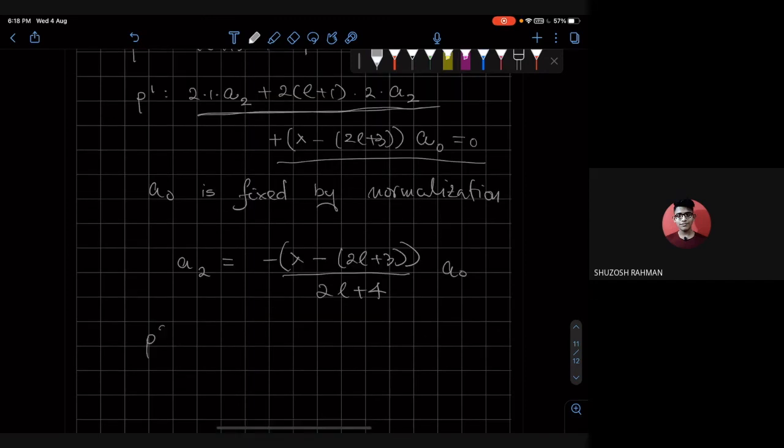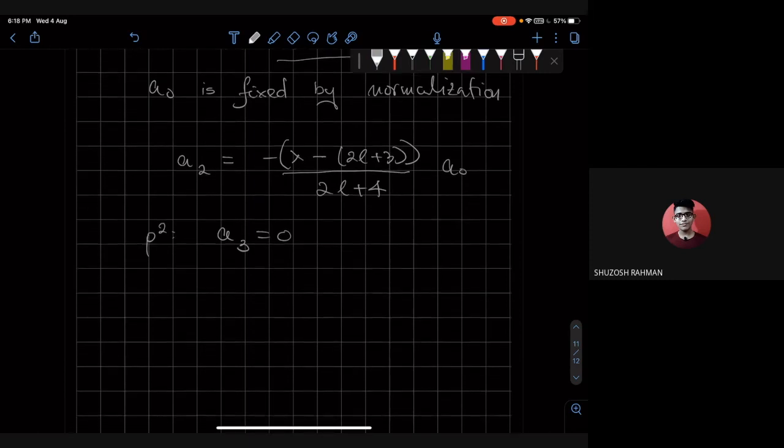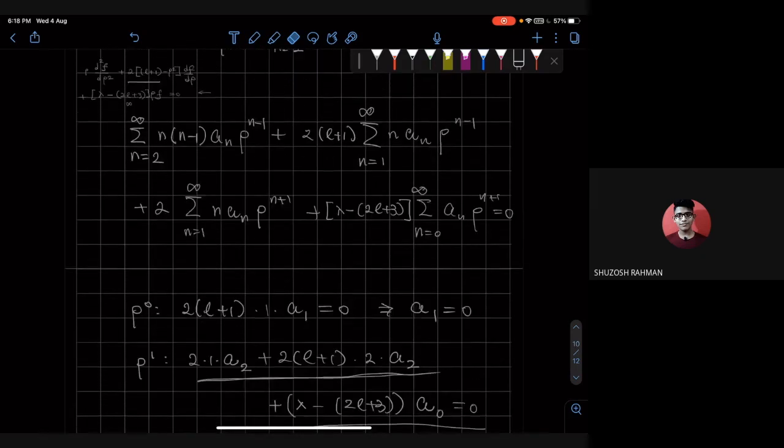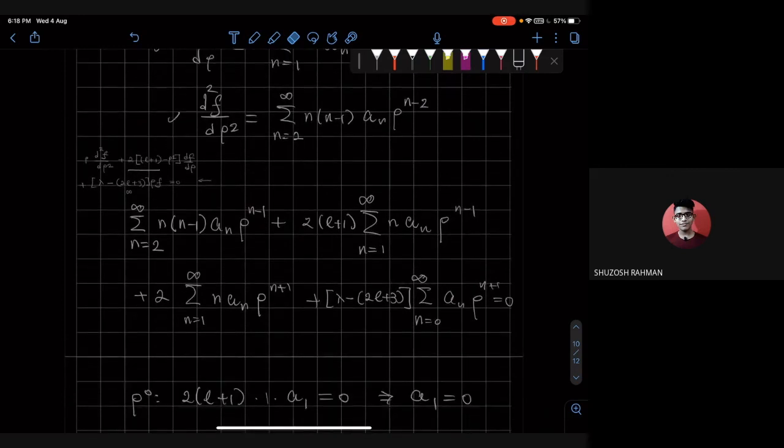So next we do rho 2. And rho 2 you can show very easily gives you A3 is 0. Okay, so A1 is 0, A3 is 0. So in general, you can write that equation. What we are going to do now is factor all these rhos from all these terms, but we are going to play with the limits so that all the rhos have the same power.